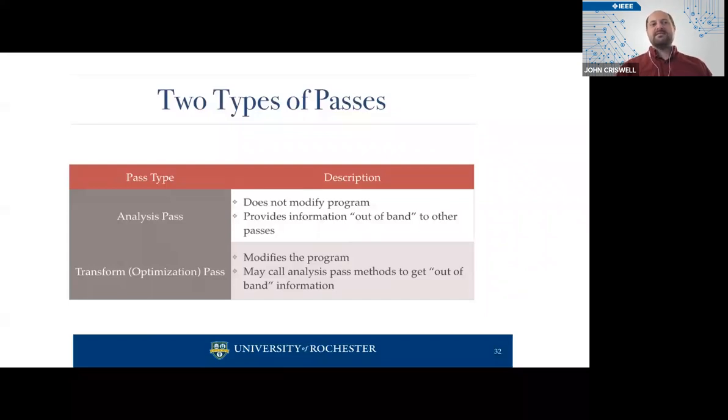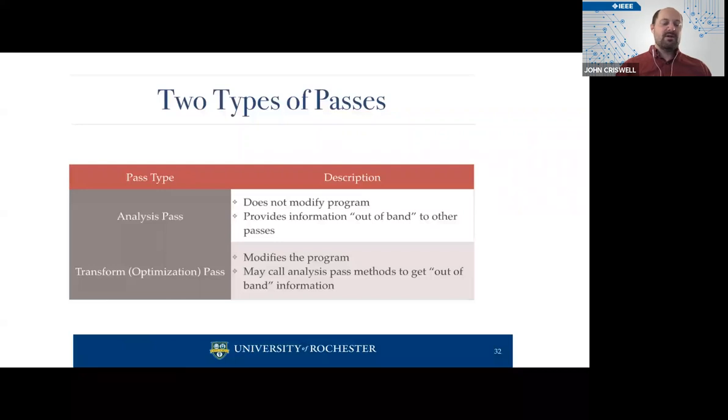The other type of pass is the transformation pass, or in the LLVM documentation known as an optimization pass. An optimization pass or transformation pass, as I sometimes call it, because not all optimizations optimize code. Sometimes we're trying to harden the program against attack, or we're trying to instrument it in order to do profiling. A transformation pass modifies the program. So it inserts instructions, or removes instructions, or changes the order of instructions, but it modifies the program in some way.